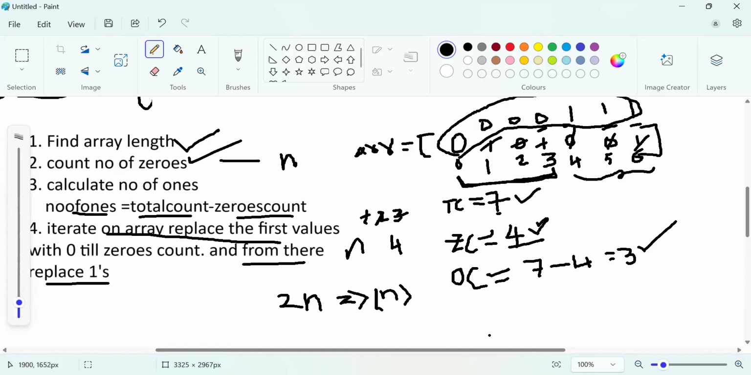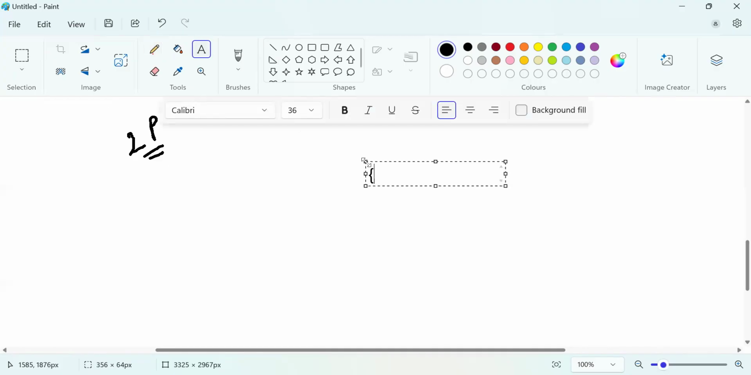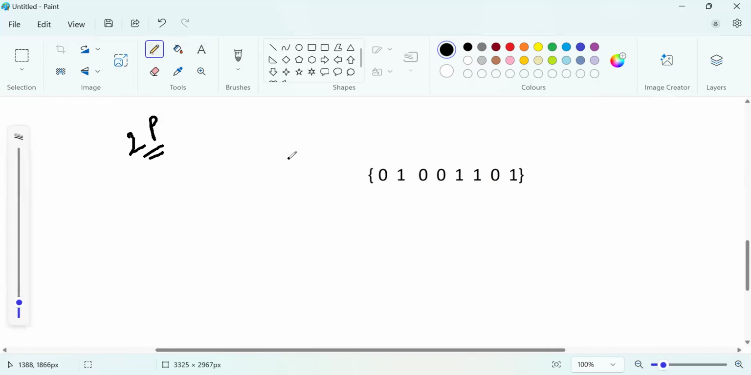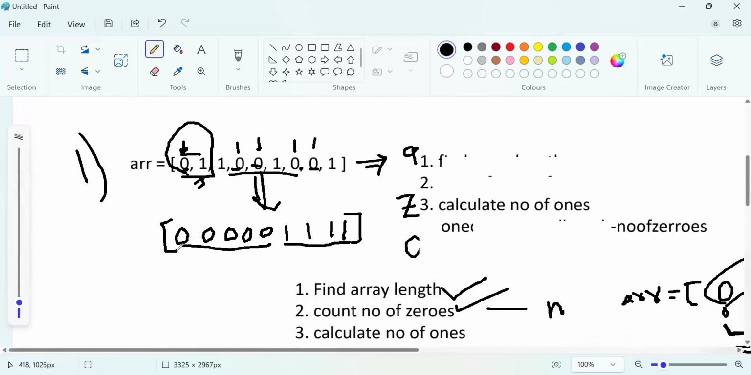Now let's see another approach where we will be using the two pointer technique. For that, let me take an array, guys: 0, 0, 1, 0, 0, 1, 1, 0, 1. Why am I saying two pointer technique? From the first example, if you observe, after sorting, how will my array look? The first half will have zeros. The next half will have ones. There are two halves.